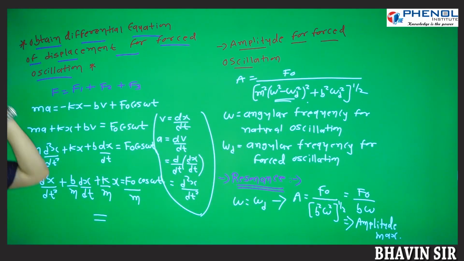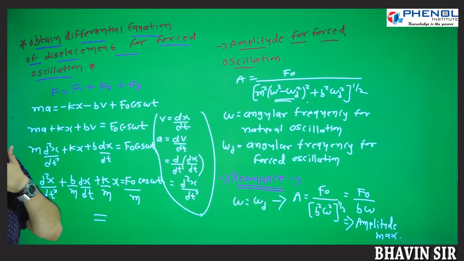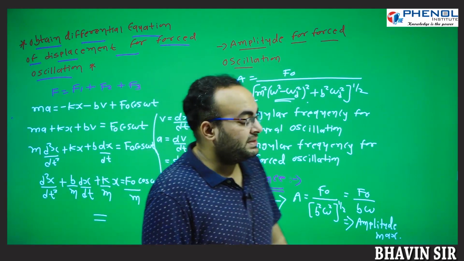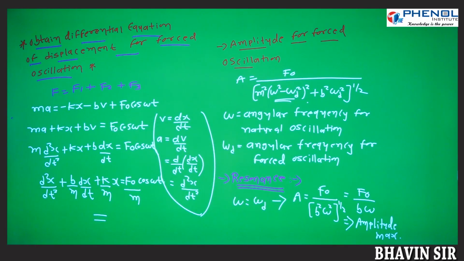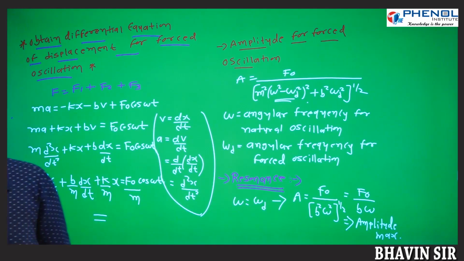So resonance means when the frequency of forced oscillation equals the natural frequency, then amplitude becomes maximum, and that is known as resonance. And what is the maximum amplitude? F0 upon b omega. Okay, so this is the resonance in forced oscillation. Okay students, chalo.